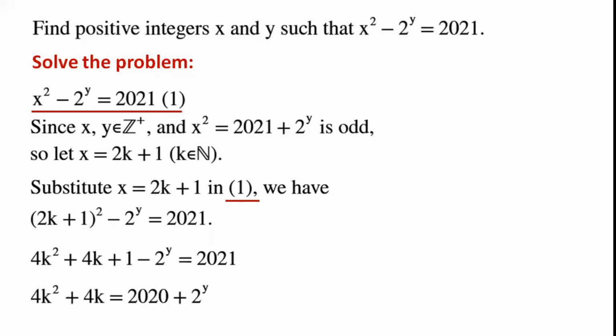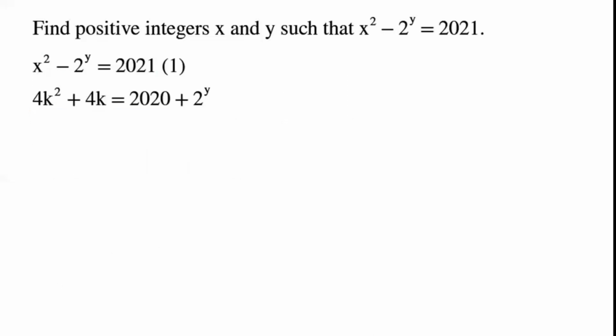So we have 4k squared plus 4k equals 2020 plus 2 to the power of y. By rearranging the equation, now we divide both sides of the equation by 4, and we have k squared plus k equals 505 plus 2 to the power of y minus 2.